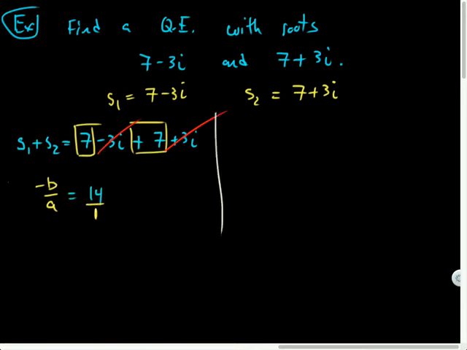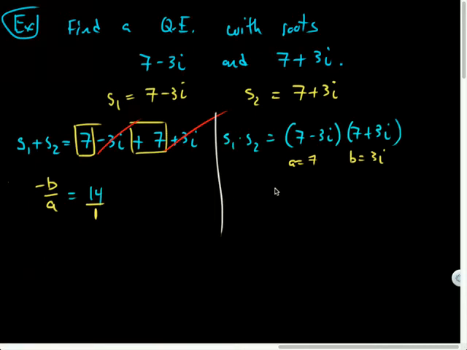Let's see. And let's similarly find their product. S1 times S2. 7 minus 3i times 7 plus 3i. Conjugates! That's right. So I'm going to use my pattern. I'll say A is equal to 7, B is equal to 3i. Different A and B than these ones. Those mathematicians really should have thought of some other letters.